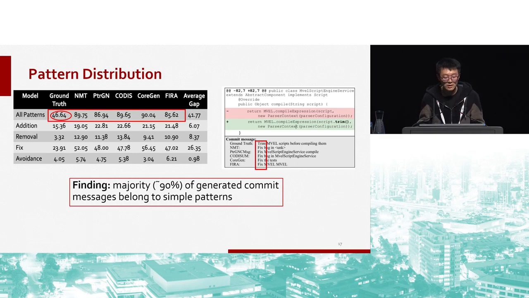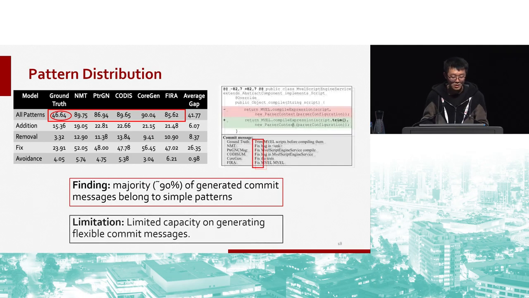In this example, the developer writes a commit message which doesn't belong to any of the four predefined patterns, but the commit messages generated by the techniques all belong to the fixed pattern. This is the reason why the pattern ratio is so high, because the models generate pattern messages for the data whose ground truth doesn't belong to any pattern. So we can conclude that although the existing techniques can achieve promising performance in terms of NLP metrics, they have limited capacity on generating flexible messages.